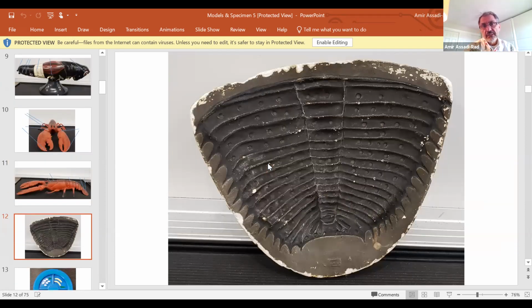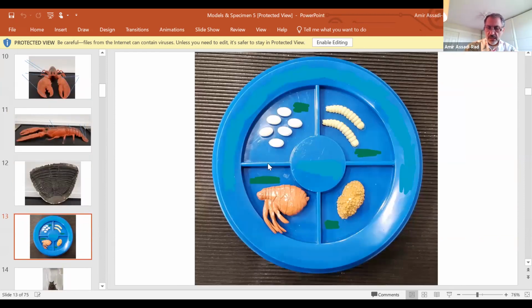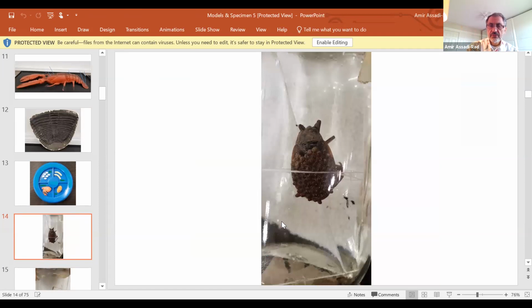This is your subphylum Trilobita. This is a plaster from the fossil records. So Trilobita. This is your, this is the flea. We talked about the flea. These are the stages of the flea, but anyhow, you know, order Siphonaptera, Ctenocephalides, so on and so forth.